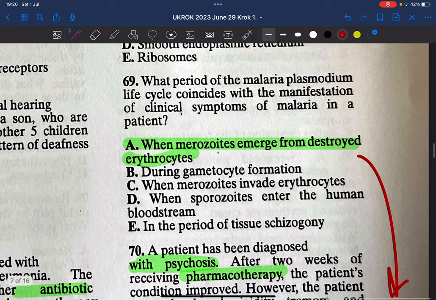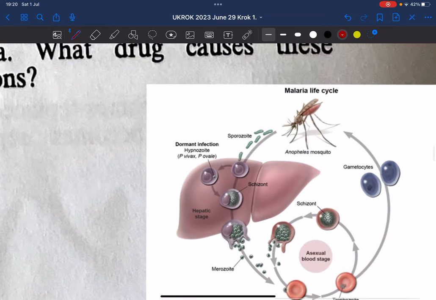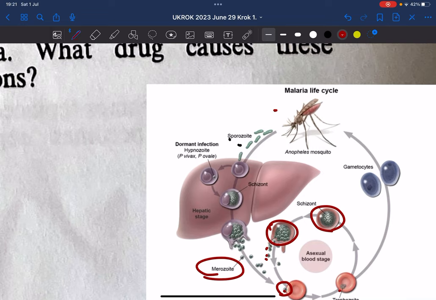So about the malaria life cycle, first of all, the mosquito bites, and then the plasmodium form that will get inside the body, called sporozoites. They will multiply as a schizont in the liver, and then they will leave the liver as merozoites, and then they will enter the red blood cells and multiply there, and then the red blood cell will burst, and the merozoites will go out and then again go inside a red blood cell.